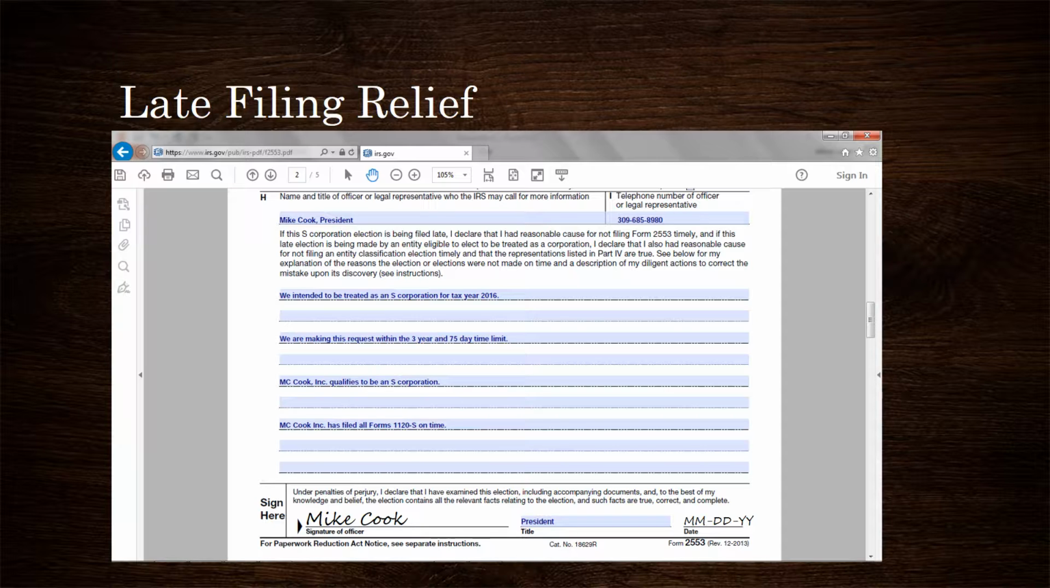If Form 2553 is filed late, they may still be able to get S corporation treatment if they can prove that the S corporation status was intended, the request is made within 3 years and 75 days, the corporation qualifies to be an S Corp, and the corporation has filed Form 1120S in a consistent and timely manner.